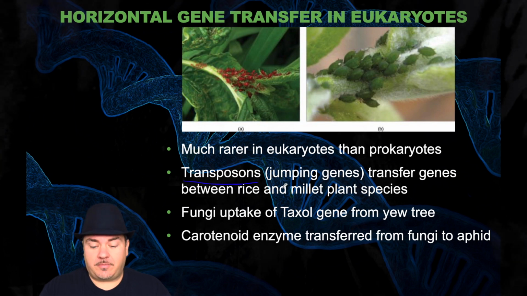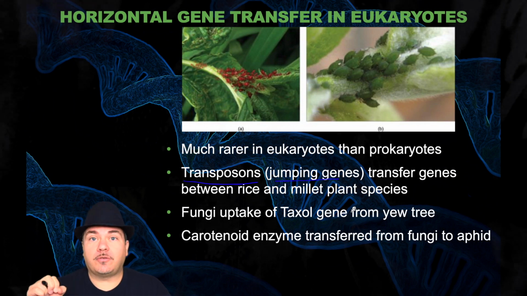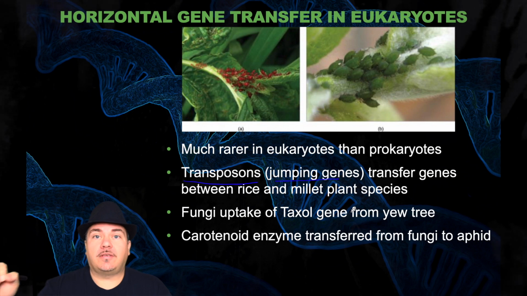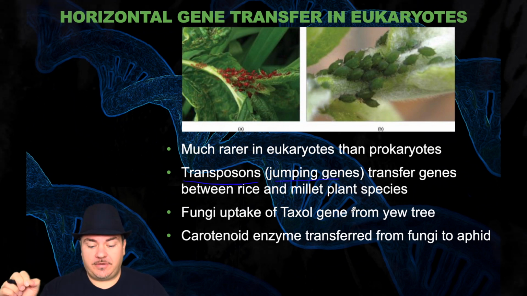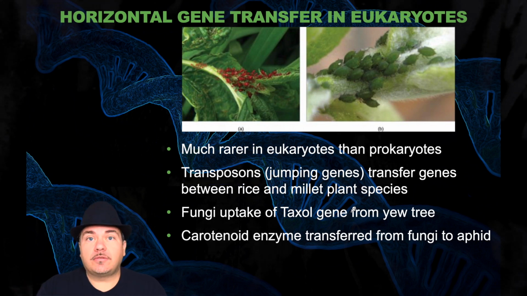Okay, you can also think of them as jumping genes. A transposon or transposable element is a chunk of DNA, a sequence of DNA, that actually has the ability to cut itself out of the chromosome and reinsert itself somewhere else. And that can also be between different species. So eukaryotes can have transposons. So information can move from one species to another.